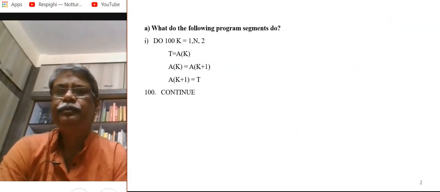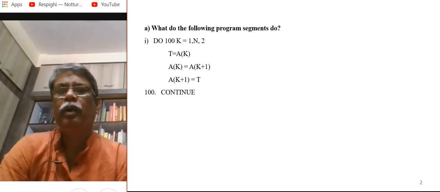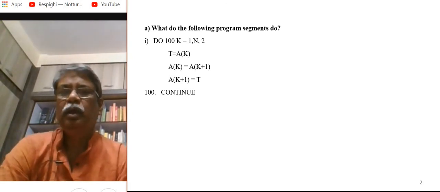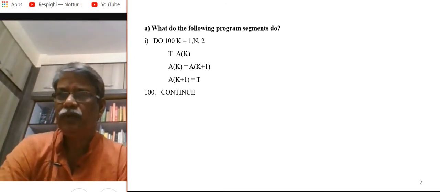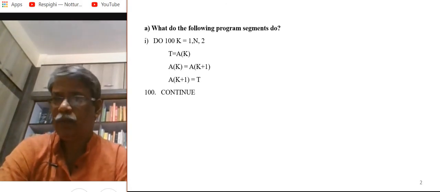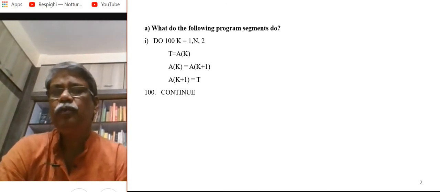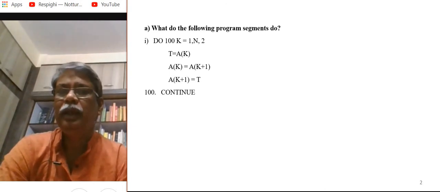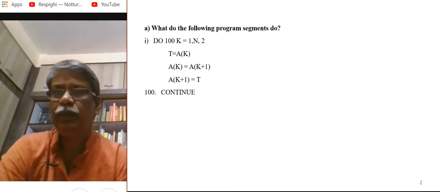The first one: what do the following program segments do? So we are going back. Actually the program is given to you and you have to trace back what the problem was. So it's a loop over k, 1 to n, 2. So the interval is 2, mind that.